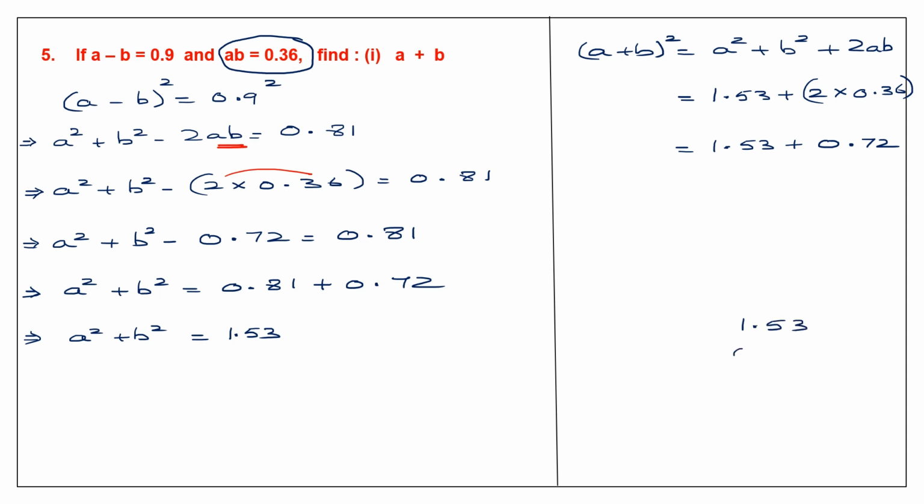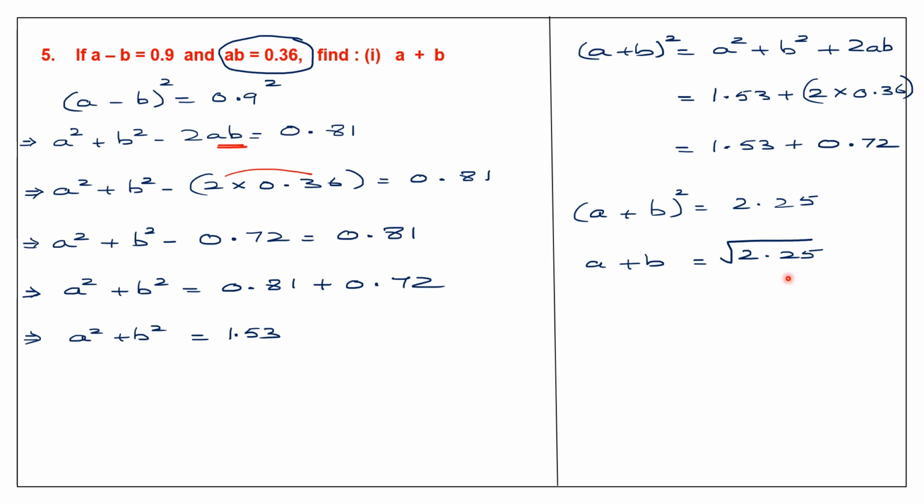How much is 1.53 plus 0.72? 3 plus 2 is 5, 5 plus 7 is 12, carry 1, 2. So it is 2.25. So a plus b, the whole square, is equal to 2.25. Now we want to know only a plus b, isn't it? So a plus b will be the square root of 2.25. Now what is the square root of 2.25?